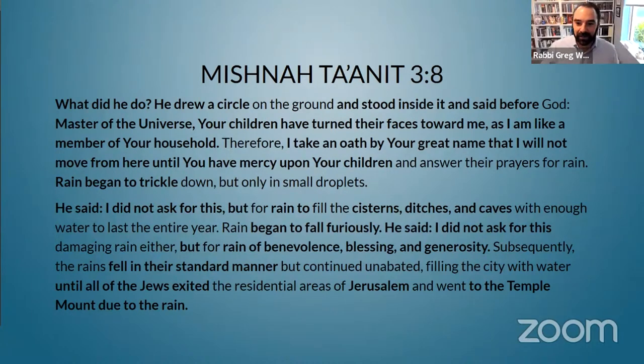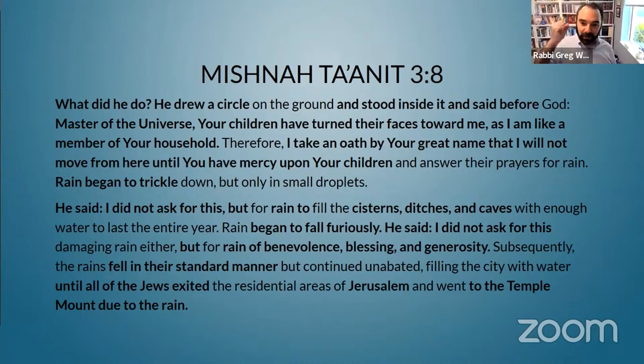So here we go, going back to the text. We're in the middle of this slide. So the rain began only in small droplets. And Honi says, I didn't ask for only small droplets. I need rain. We need a lot of rain to fill the cisterns, ditches, and caves, right? A triplicate of these ideas that we need. You see a lot of triplicates in the rabbinic writing. With enough water to last the whole year. And rain began to fall furiously with anger, right? It's raining cats and dogs, but you can tell that God's a little miffed that Honi has the chutzpah to paint God in a corner by drawing the circle around himself in that way.